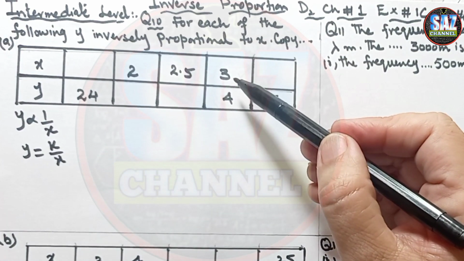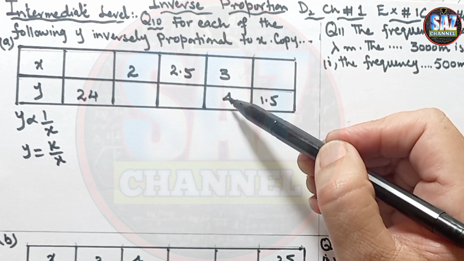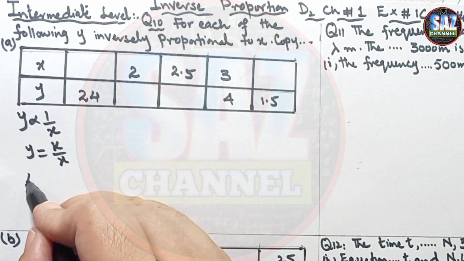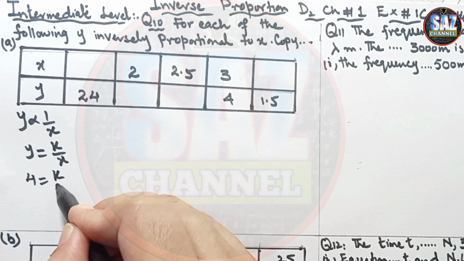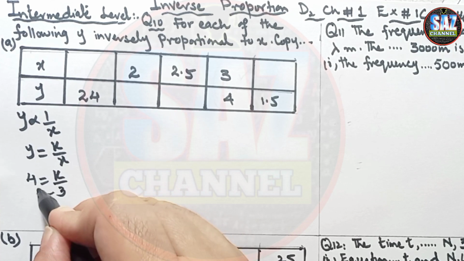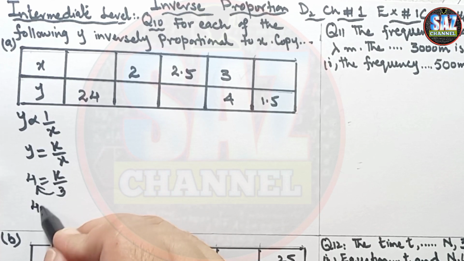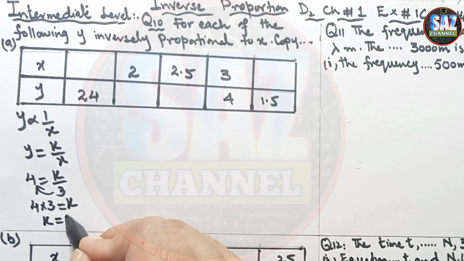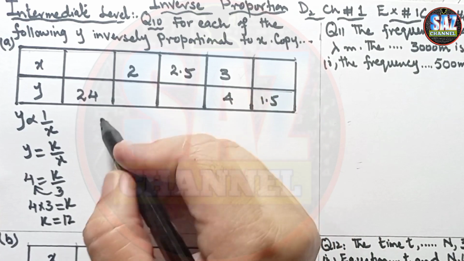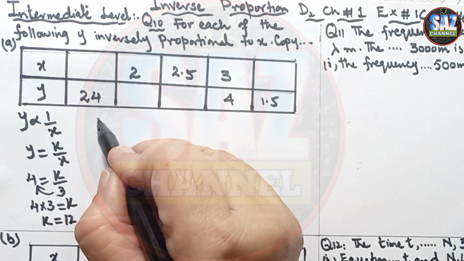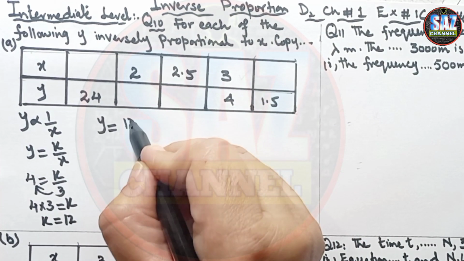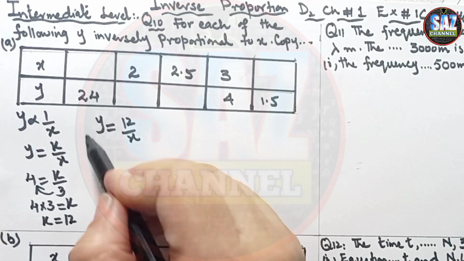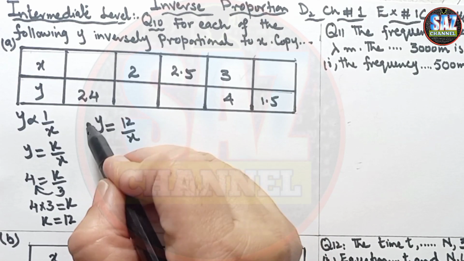Now replace x by 3 and y by 4. So 4 equals k by 3. Shift this 3 to the other side. 4 multiplied by 3 equals k, or k equals 12. Now the relationship that we are getting is y equals 12 by x. This is the equation that is connecting y with x.